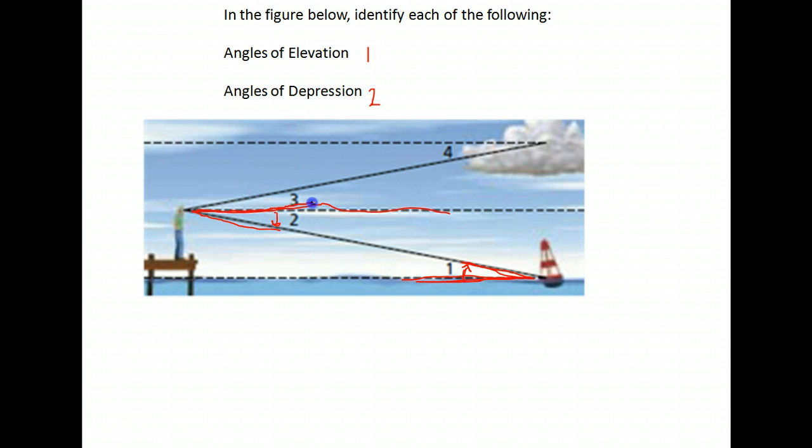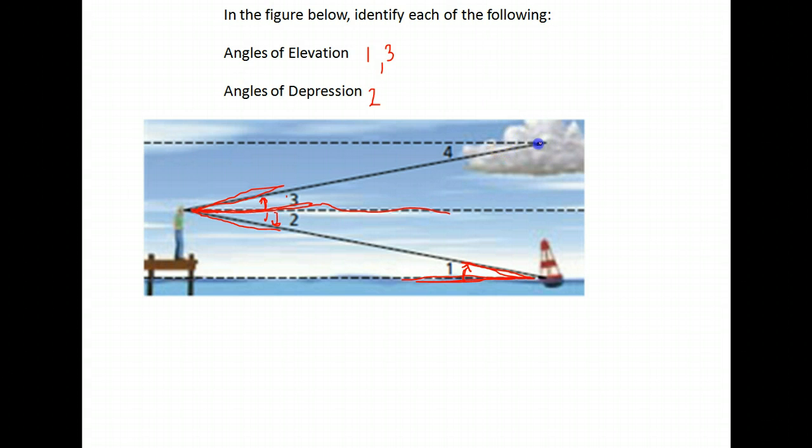Angle 3 is right here. Was that angle 3, that opening, formed by going up from a horizontal line or by going down? It's formed by opening up from the horizontal line, making it an angle of elevation. So angle 3 is also an angle of elevation.